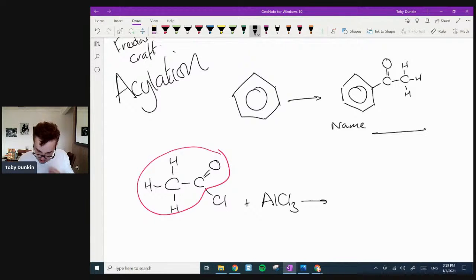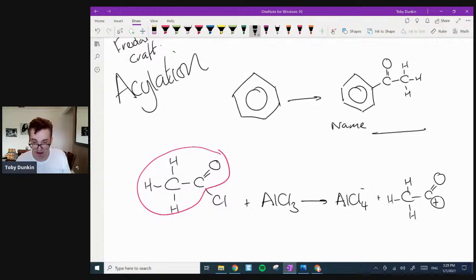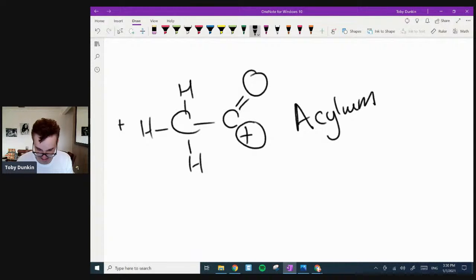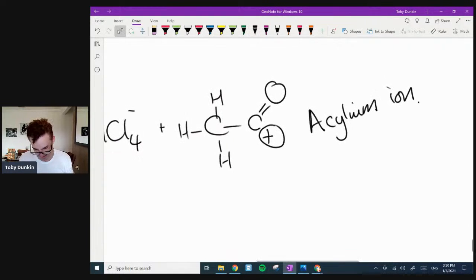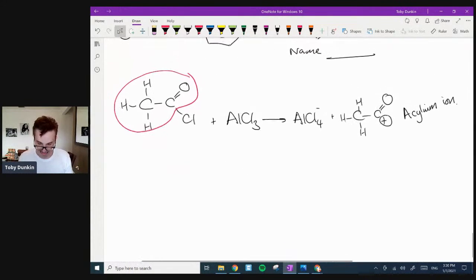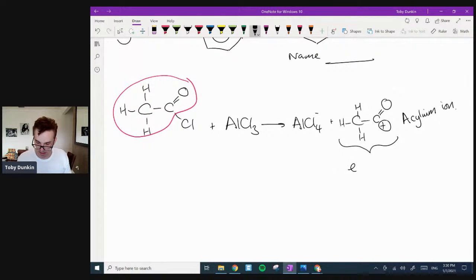And I'm going to rip it off. AlCl4 minus and C double bond O, fully positive. And yes, this is an acylium ion. I'll stop. So now I've got my electrophile, fully positive.